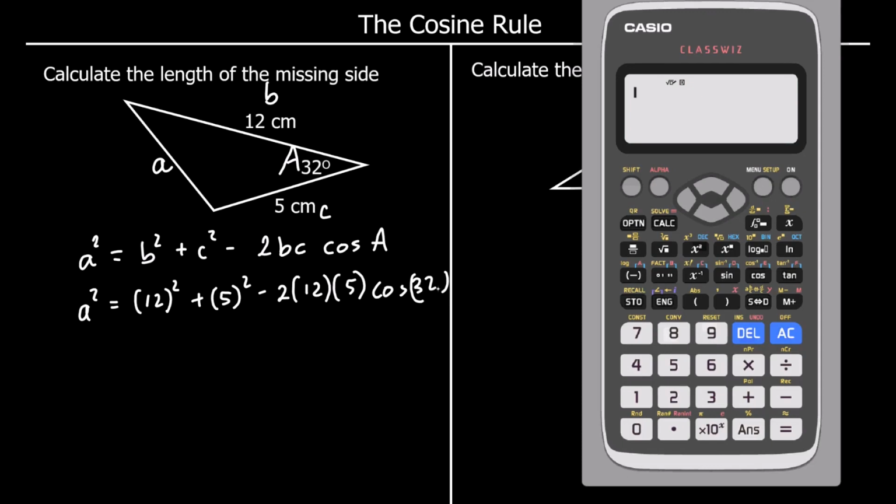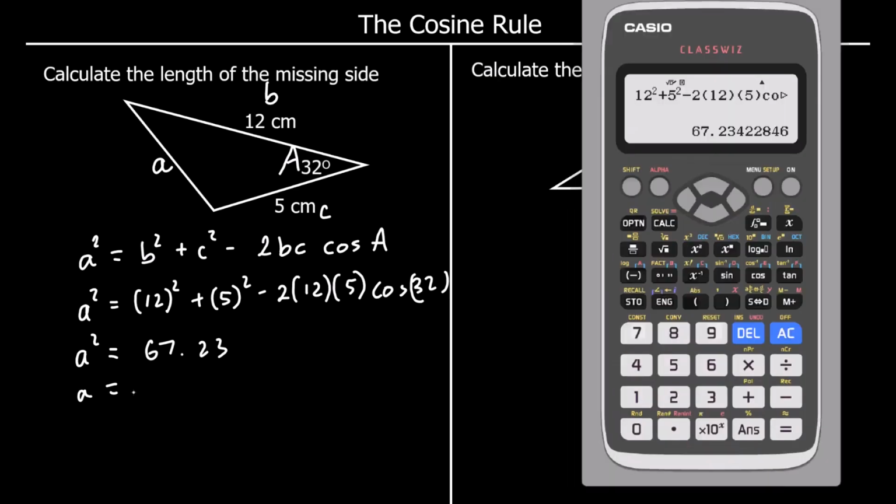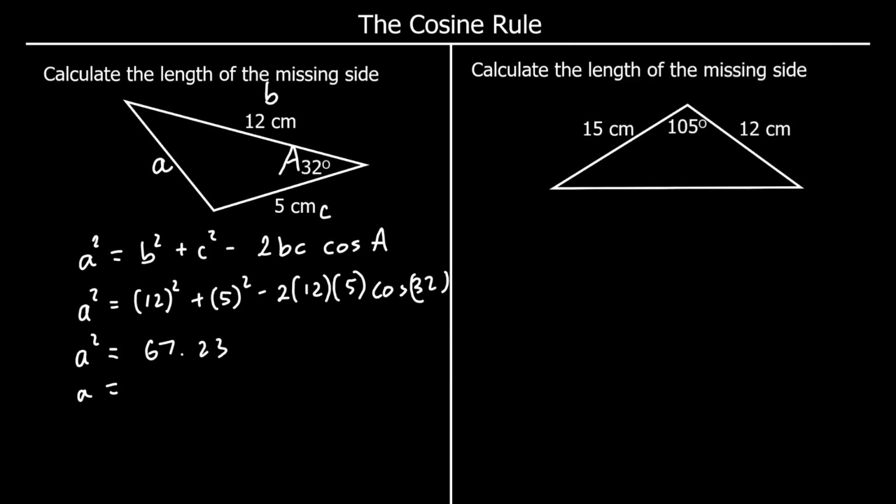And we'll just grab the calculator and type it in. So 12 squared plus 5 squared minus 2 times 12 times 5 cos 32, making sure we're in degrees, which we are. So a squared is 67.23 and so on. So a is the square root of that. Square root my answer, 8.2. So a, the length of the missing side, is 8.2 centimeters.